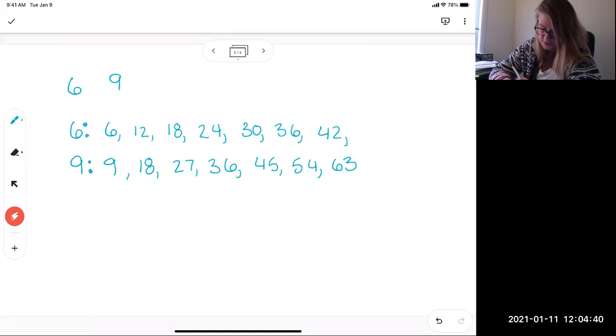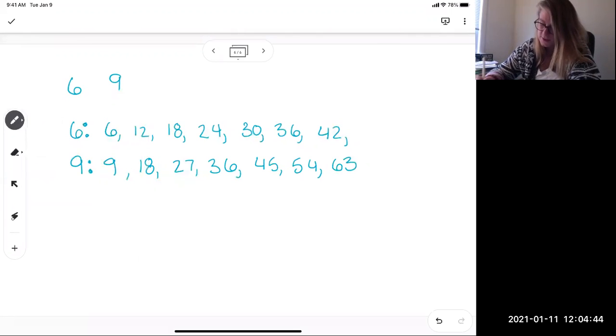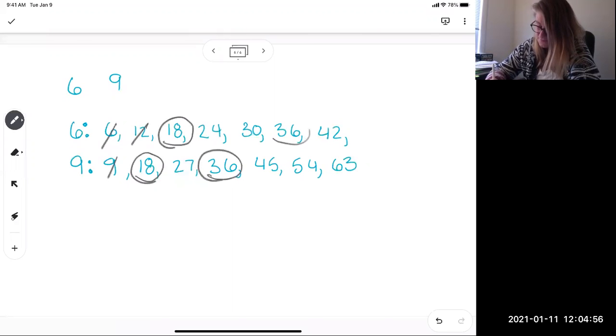So here we're going to circle the ones that we have in common between 6 and 9. So we don't have 6 in common. We don't have 9 or 12, but we do have 18. Another one that we have in common is 36. So what would our least common multiple be? For 6 and 9, it's going to be 18.